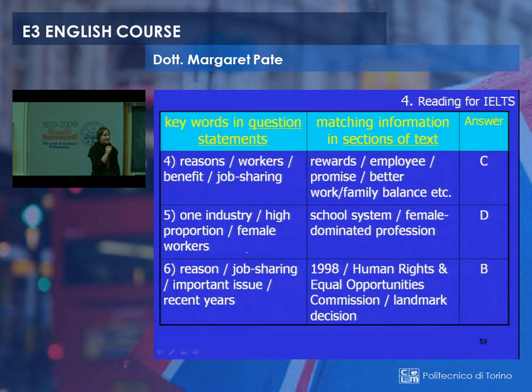Number 4, the reasons workers benefit from job sharing. Okay, rewards, that's another word for benefits. Employee, as you know, is another word for workers. Okay, and that again is in C. One industry with a high proportion of female workers is, in D, the school system. Female-dominated profession, high proportion of female workers. That's a similar concept, female-dominated profession, okay?